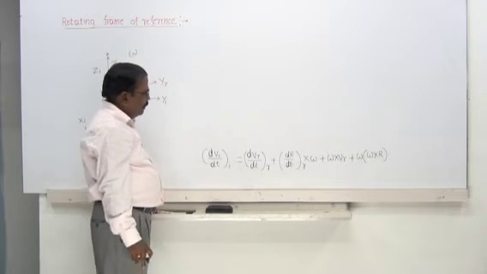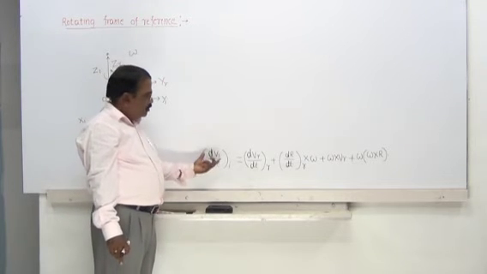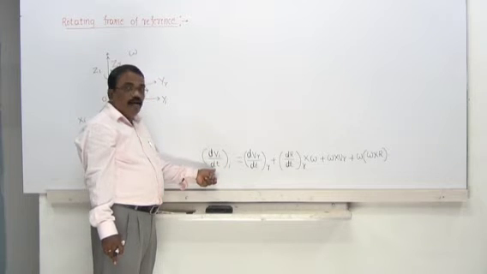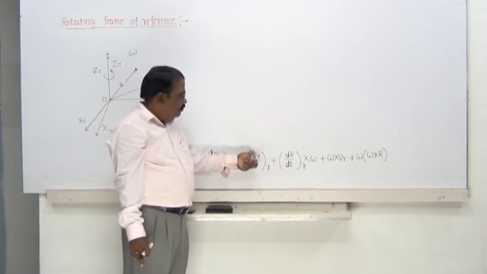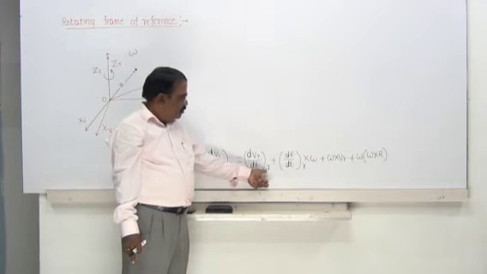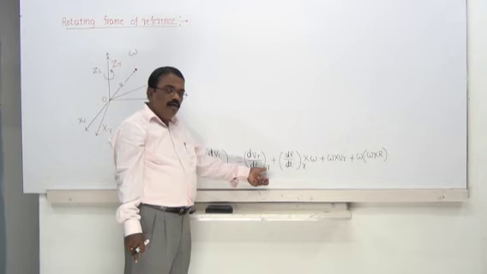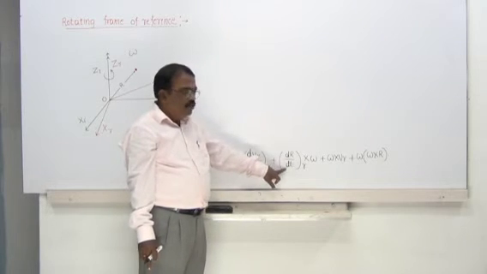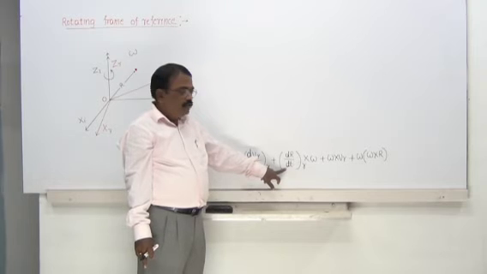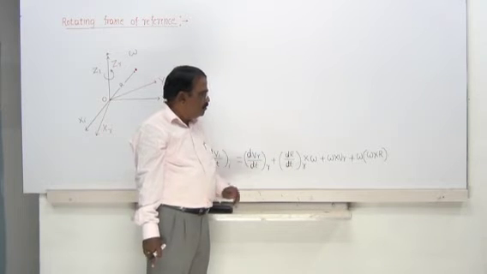Now here, dV upon dt, the rate of change of velocity, is acceleration in the inertial frame of reference. dVr upon dt is the rate of change of velocity in the rotatory frame of reference. It is AR. And dr upon dt is the velocity in the rotatory frame of reference, distance upon time.